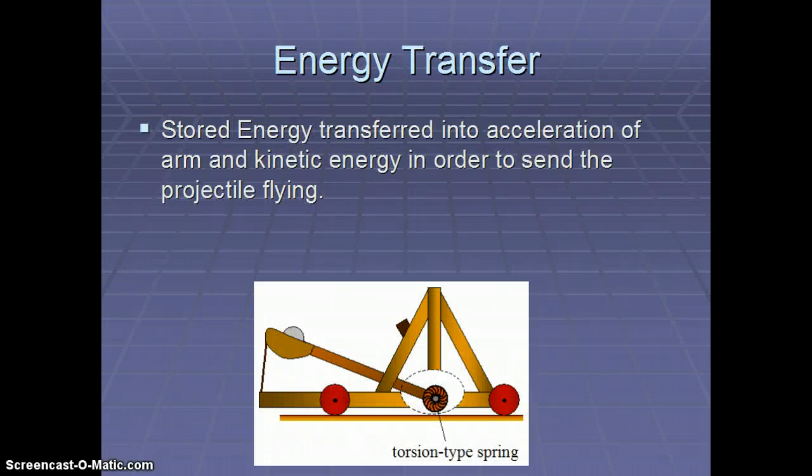So how the catapult flings the projectile is it uses the stored energy in the rope or whatever string is used to store the potential energy, and then it's transferred either into the acceleration of the arm mainly, which is for mangonel catapults, and then the rest of the energy is transferred into kinetic energy, which helps fling the ball or hurl the ball into whatever direction it needs to go.